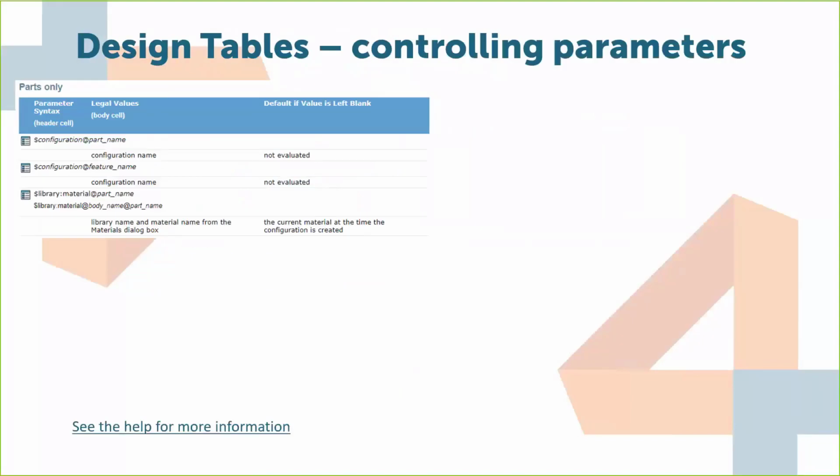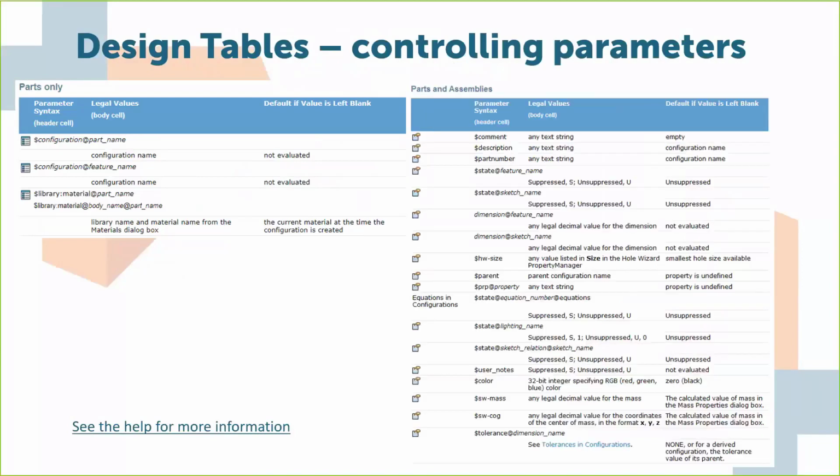So when we talk about controlling parameters, we've got a few parameters that are unique to parts and some that are common between parts and assemblies. I don't expect anyone to remember any of those little code pieces, the parameter syntax, but this is what we'll see populate the header cells and what value is appropriate for each.